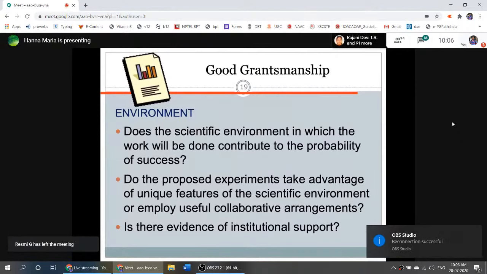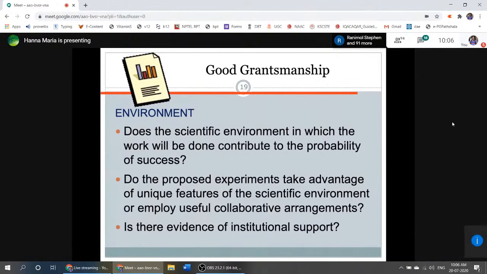I already talked about the environment. Does the scientific environment in which the work will be done contribute to the probability of success? Do the proposed experiments take advantage of unique features of the scientific environment? Is there evidence of institutional support? See, I have to show the letter from the government of Kerala that they will support and maintain the transmission electron microscopy. Next one, please.